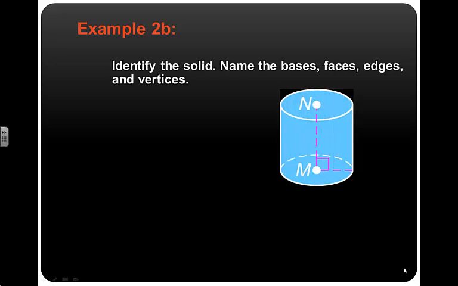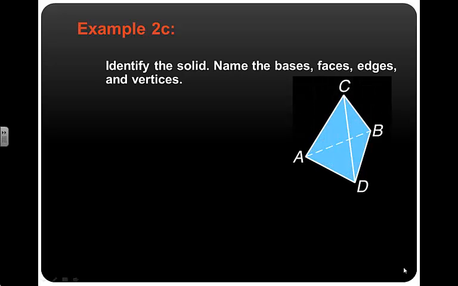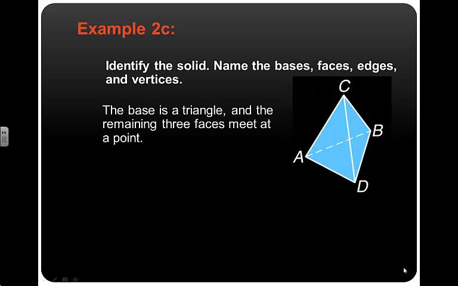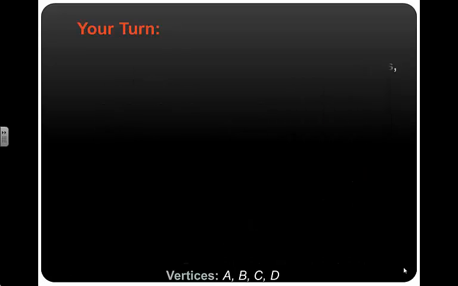Alright, how about this? Identify the solid, name the bases, faces, edges, and vertices. So the bases are circular and congruent. So the answer to this solid is a cylinder. The bases are circle M and circle N. Okay? How about this one? The base is a triangle and the remaining 3 faces meet at a point. So this solid is a triangular pyramid. And there again, there are the base, faces, edges, and vertices. So go through those so you can see which ones are which.